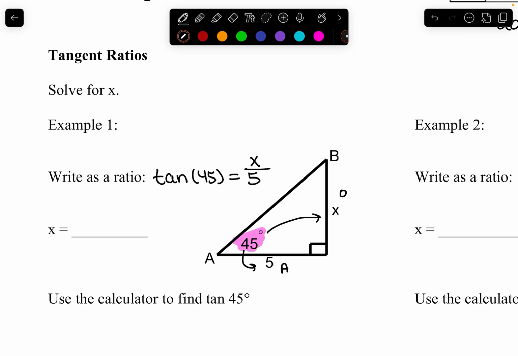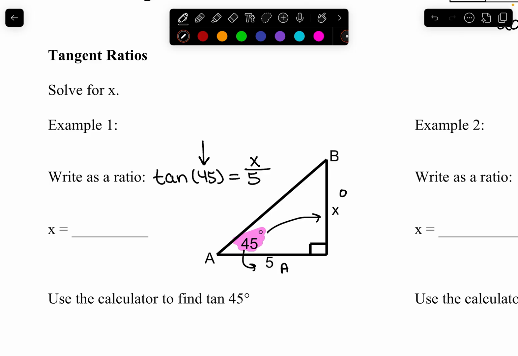When I do this, the thing that goes in the parenthesis here will always be your given angle. So my given angle was 45. So I'm going to put whatever trig ratio I'm using. In this case, I'm using tangent. So I'm going to put tangent. I'm going to put the angle inside of that parenthesis, 45. And I'm going to set it equal to the ratio of the opposite side over the adjacent side. The opposite side was x and the adjacent side was 5.